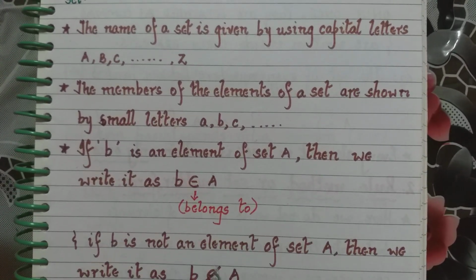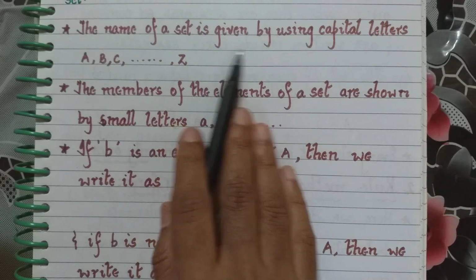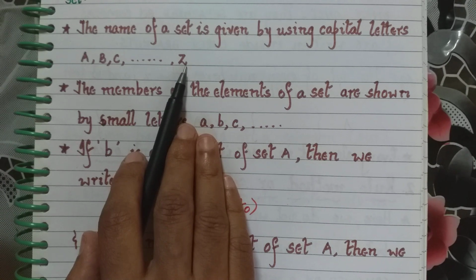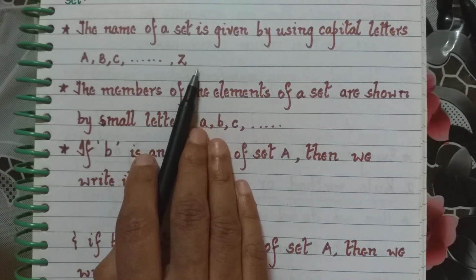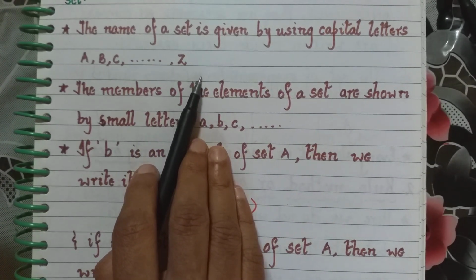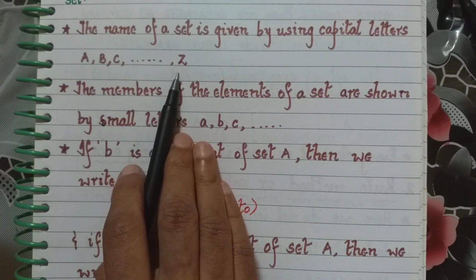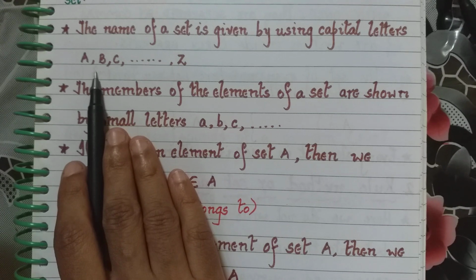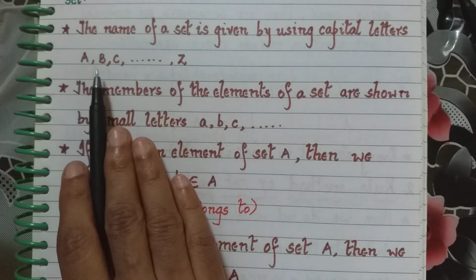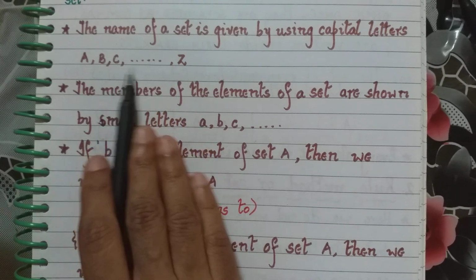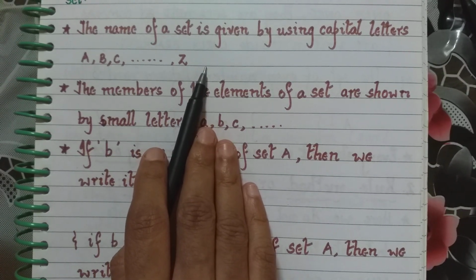The first one, it is said that the name of a set is given by using capital letters. So whenever you represent a set, always it is represented by the name of a set. And the name of a set is not a big name like you say days in a week, not that way. You write it with capital letters like A, B, C, any letter you take it, up to Z, any letter you can take and then write the set.